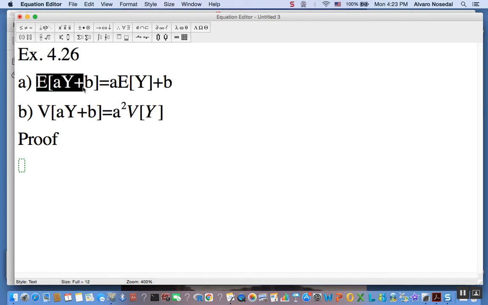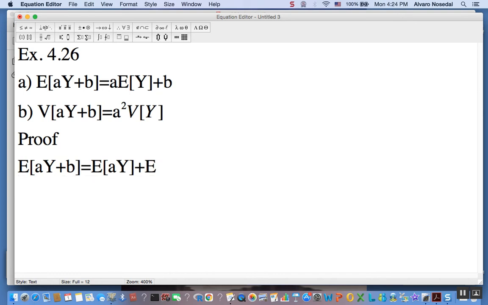So we have the expected value of a sum, right? Expected value of a sum equals the sum of expected values, right? So it would be just a times E[Y] plus the expected value of b, right?